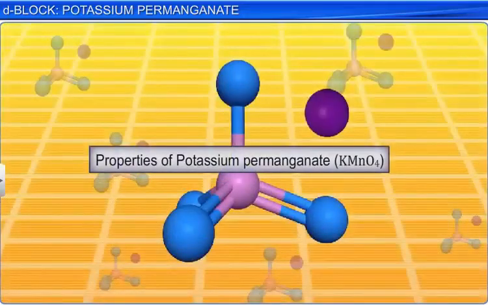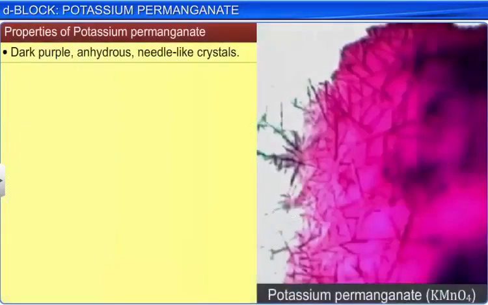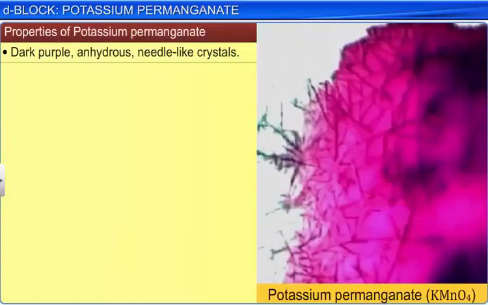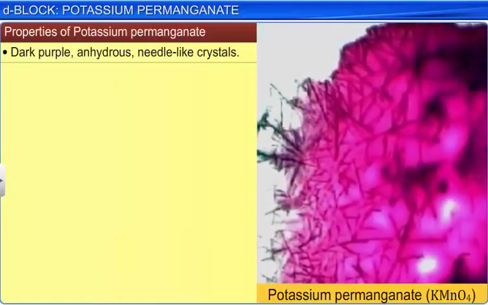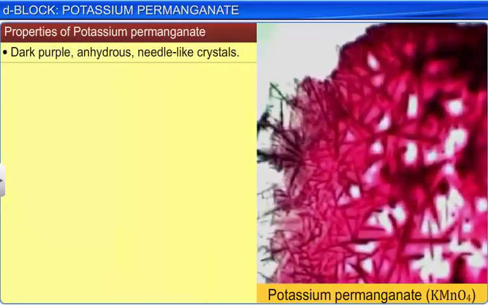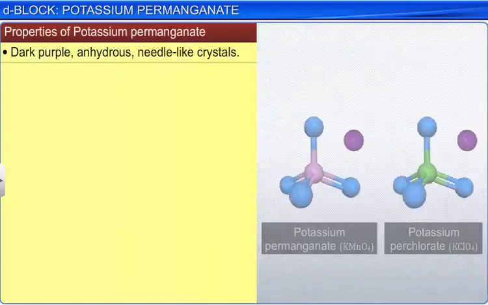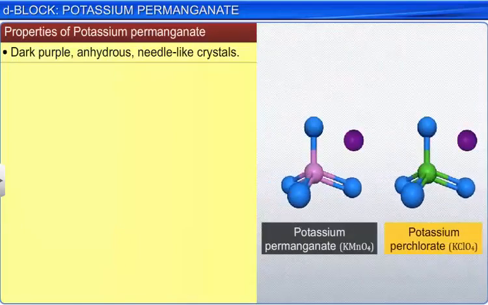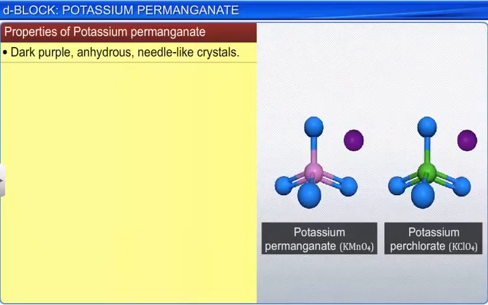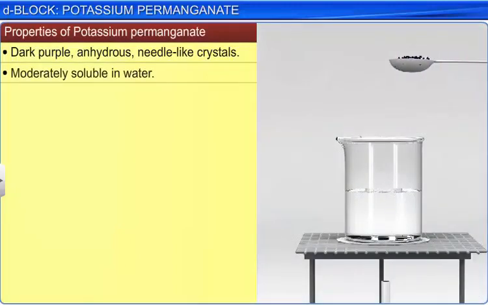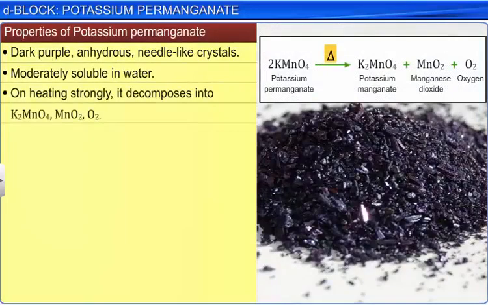Potassium permanganate forms dark purple, anhydrous, needle-like crystals that are isostructural with potassium perchlorate. It is moderately soluble in water. On heating strongly, it decomposes into potassium manganate, manganese dioxide, and oxygen according to the equation shown here.